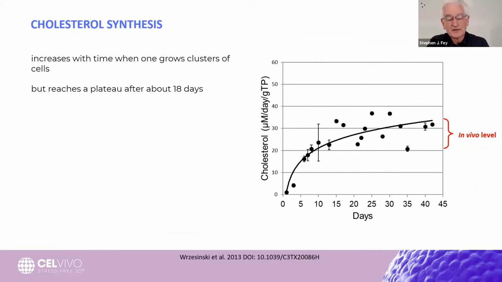In our Hep2 C3a spheroids, we measured the production of cholesterol. And as you can see, we're giving cholesterol in micromoles produced per day per gram of total protein. We measured it as the spheroids were getting older, and you can see that it increased, but it reached some sort of plateau after about 18 days. So the spheroids are 18 days old.